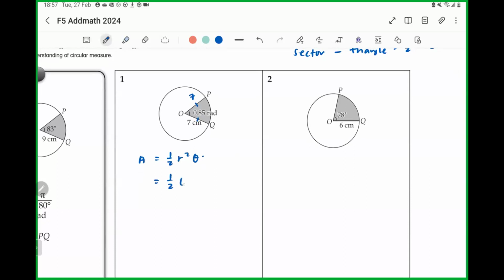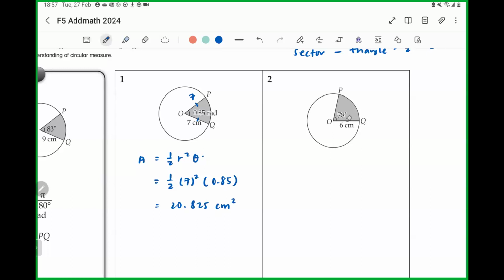So 1 over 2, 7 squared, then the theta 0.85. Since it is radian already, you don't need to change anything. Then use your calculator. 49 divided by 2 times 0.85. So you get 20.825. This is the exact number, so you will need to write everything. This one is area, so it will be cm squared.